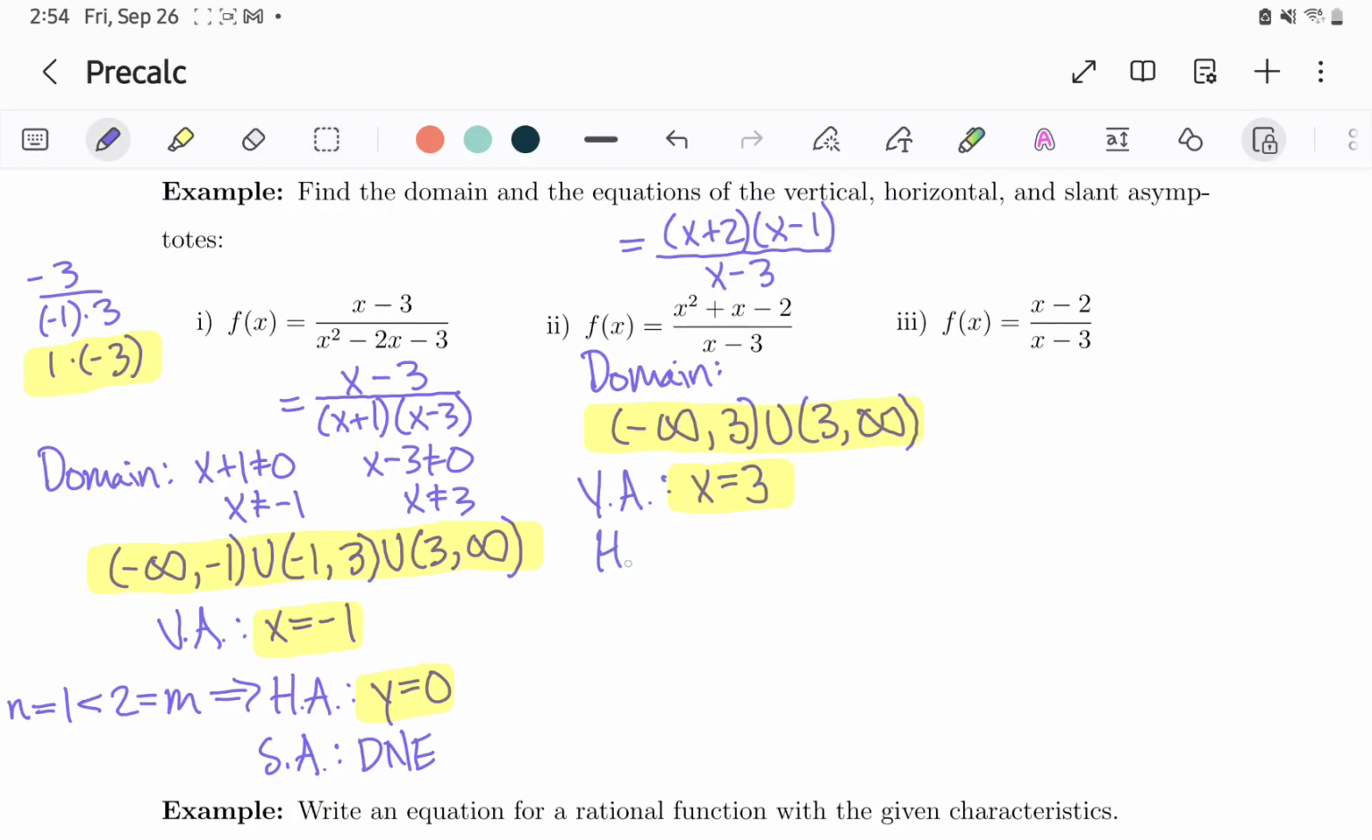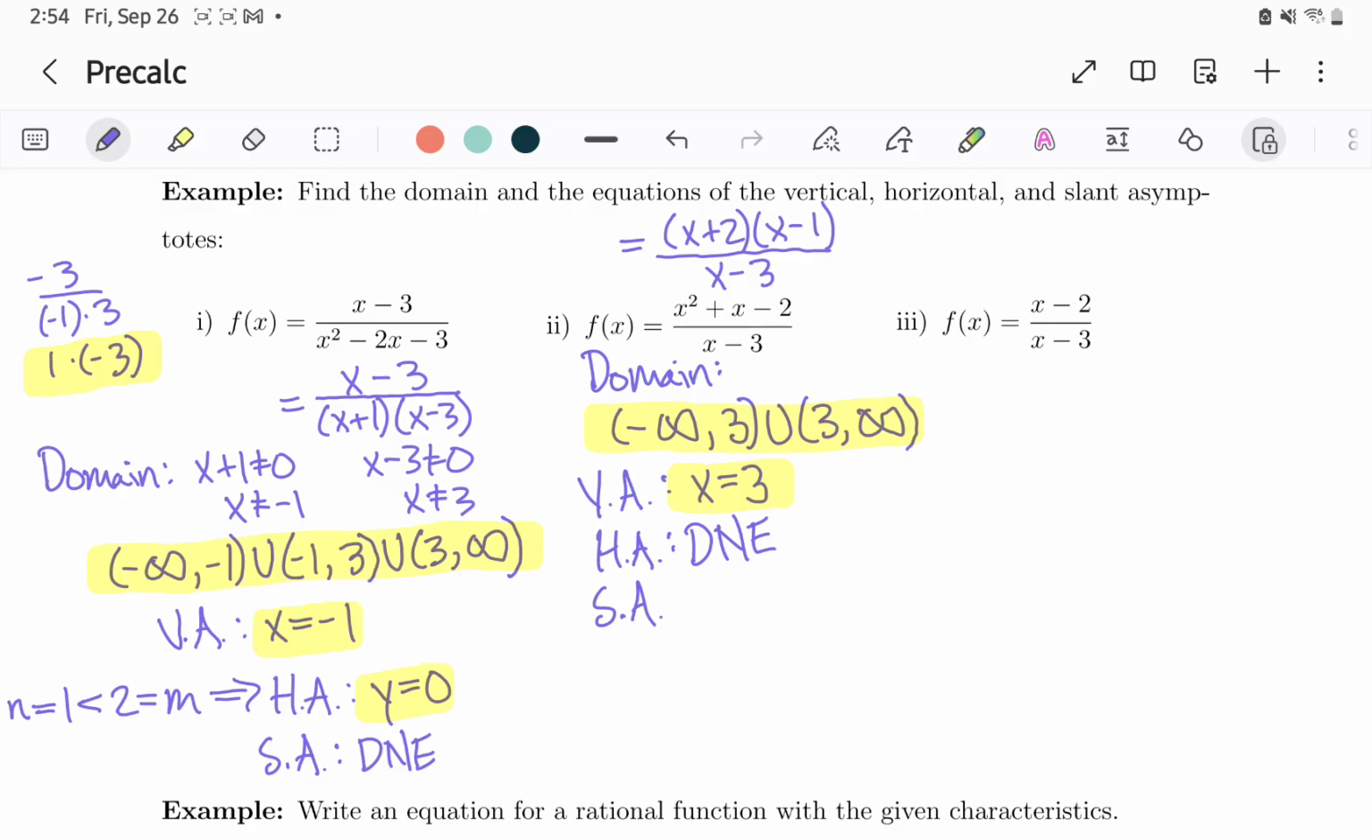So here for horizontal asymptotes, since the degree of the numerator is 2 and the degree of the denominator is 1, and 2 is greater than 1, there is going to be no horizontal asymptote. So we only have a horizontal asymptote if the degree of the numerator is less than or equal to the degree of the denominator. Slant asymptotes, here we do have one.